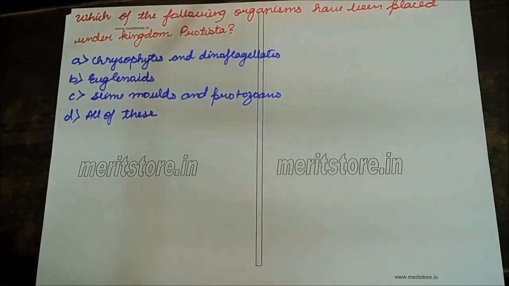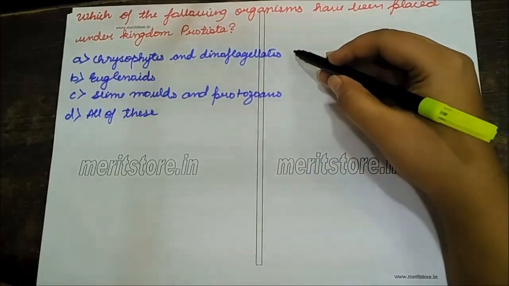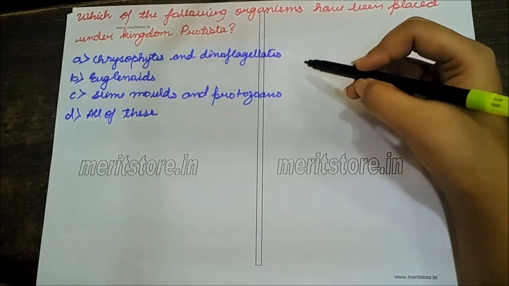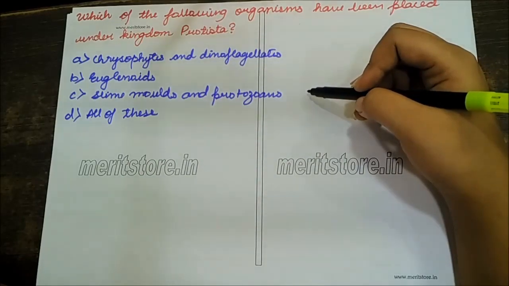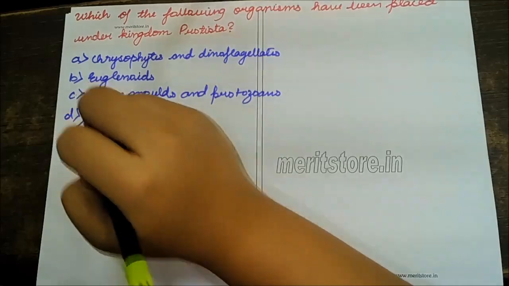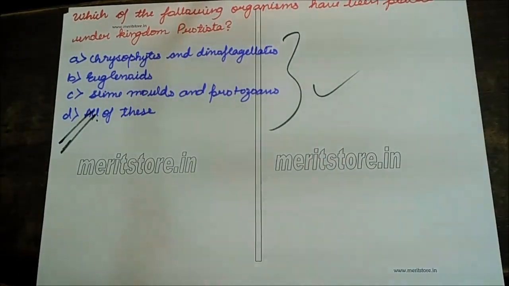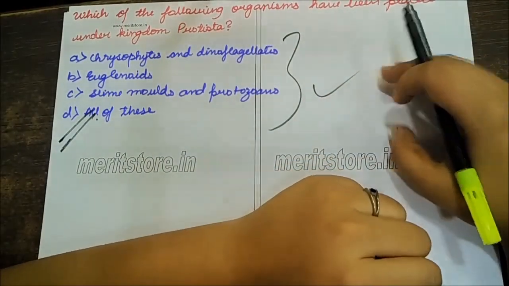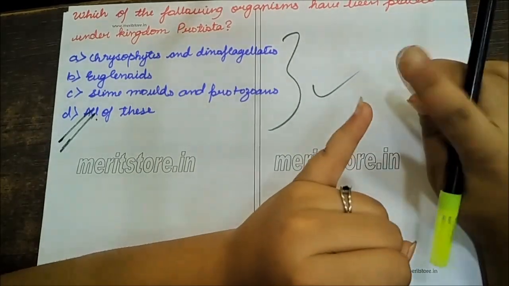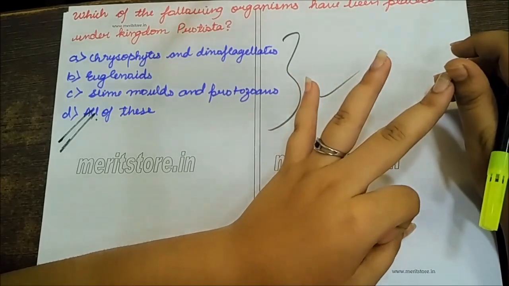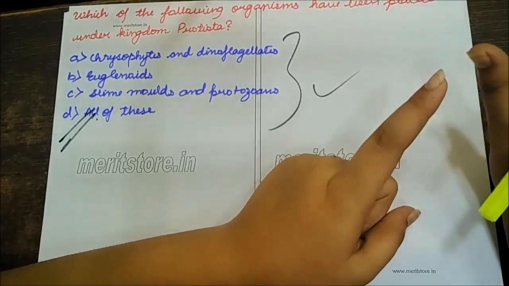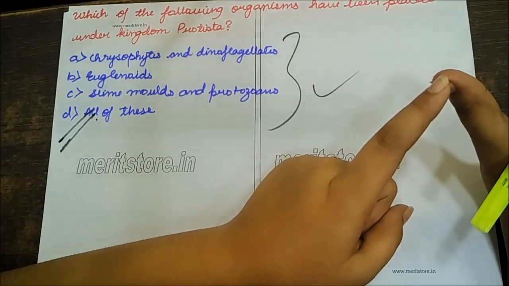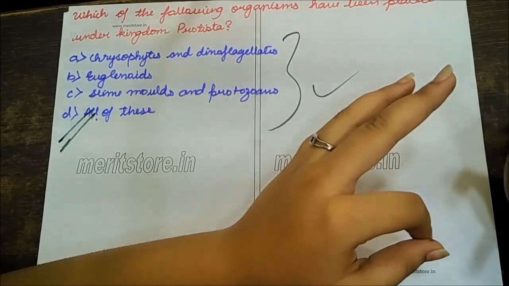And let's move on to the next question. Which of the following organisms have been placed under kingdom Protista? Option A, chrysophytes and dinoflagellates; euglenoids; slime molds and protozoans; or all of these. And the answer for this is all of these. Let's know how. Listen very carefully to the explanation of this question. The kingdom Protista has been broadly divided into three main groups. Number one, photosynthetic protists, for example dinoflagellates, chrysophytes and euglenoids. Number two, consumer protists, that is decomposer protists, which are also called slime molds. Number three, the last one, protozoan protists.